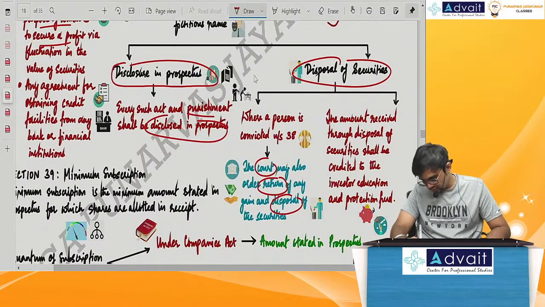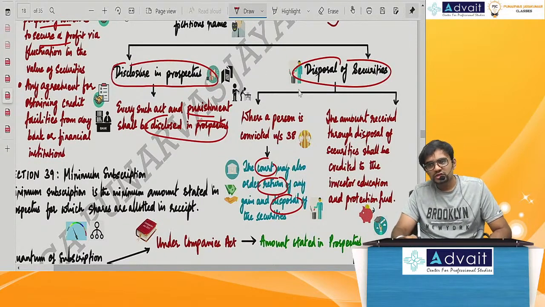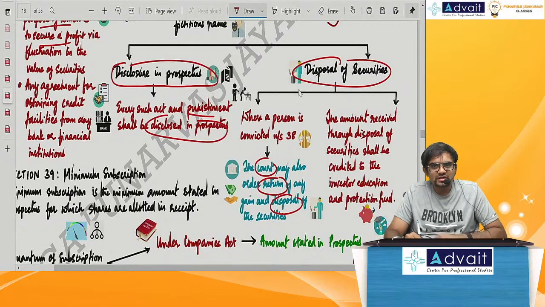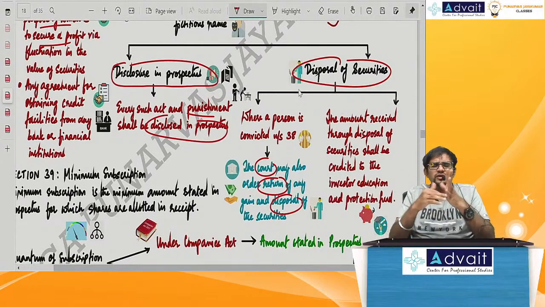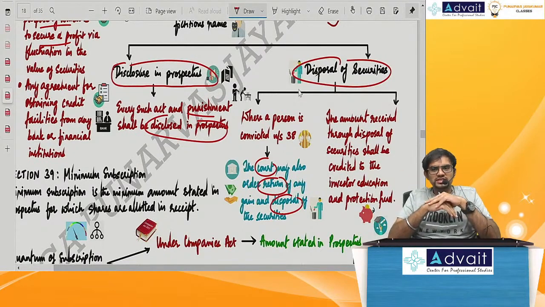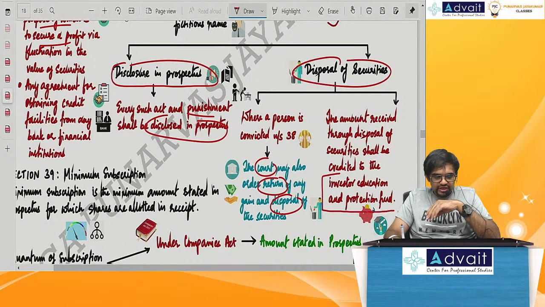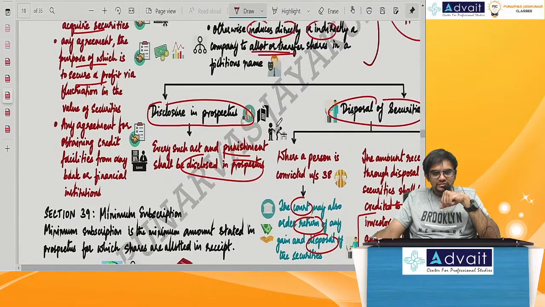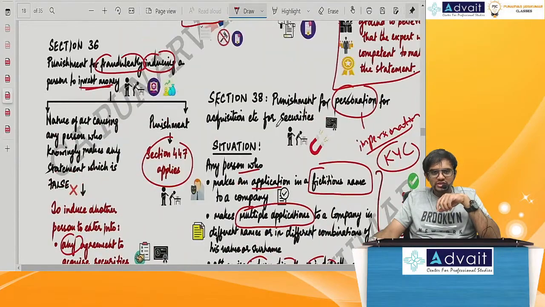And any amount received through disposal of securities, when the company sells the shares, the company cannot make money, guys. When the company sells the shares of such people who have cheated, the amount should go to whom? Investor Education and Protection Fund, IEPF. That is with respect to section 38.